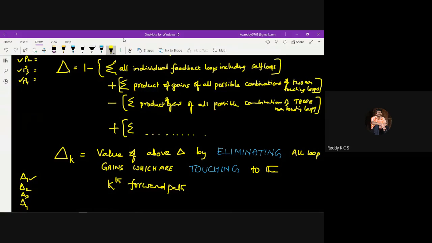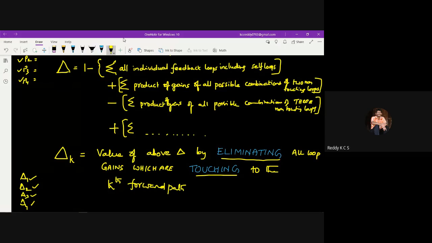Del k is the value of the above del equation, by eliminating all the loop gains which are touching the kth forward path. Similarly for del 2, del 3, del 4: for the second forward path and third forward path, whatever loop gains are touching, we need to eliminate all those. For the fourth forward path, whatever loops are touching it, all those loop gains are to be eliminated. Okay, so this is Mason's gain formula.